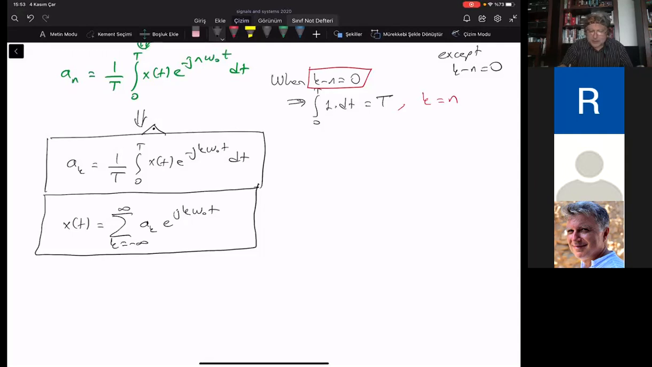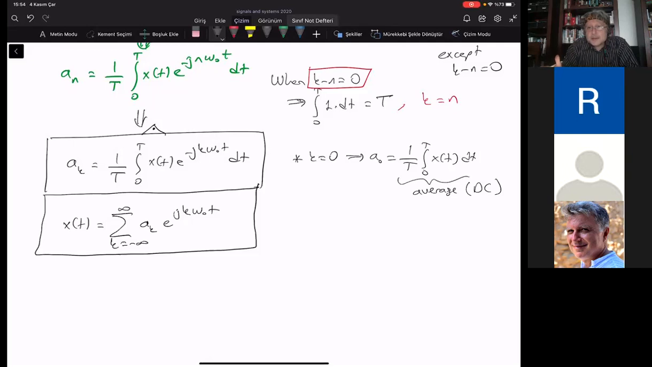By the way, when k is equal to 0, a_0 is equal to 1 over capital T, integral from 0 to T, x of t times e to the 0, which is 1, dt. And as you see, this is the average, or the DC value. So a_0 is the DC value. a_1, a_2, etc., they are just harmonics, the strengths of the harmonics that we will be interested in.